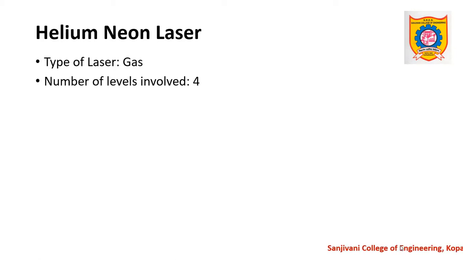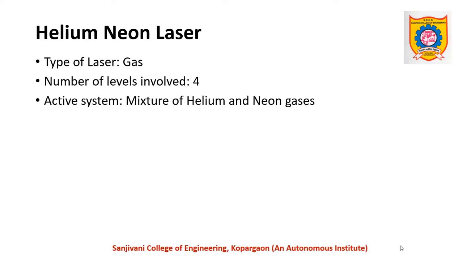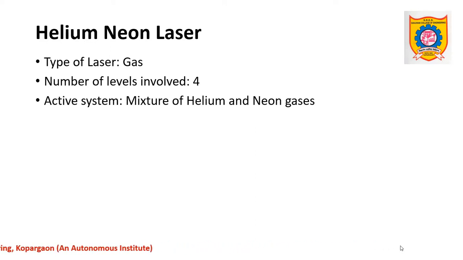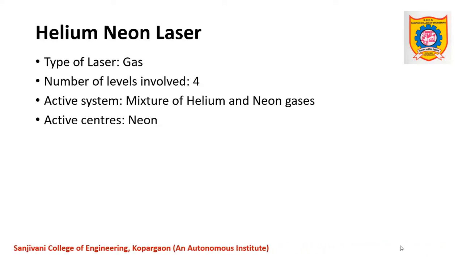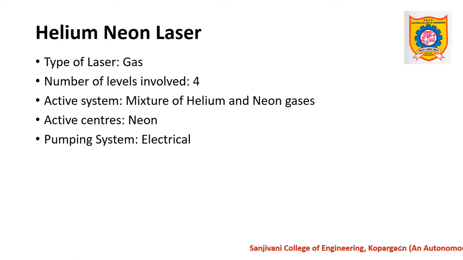The number of energy levels involved in laser action is 4. Active system is mixture of helium and neon gases. So the mixture of helium and neon gases is so prepared that the helium is taken 85% and neon gas is taken 15%. The de-excitation of neon gas results into desired laser production, and therefore the active centers are neon atoms. Pumping system used is electrical pumping.